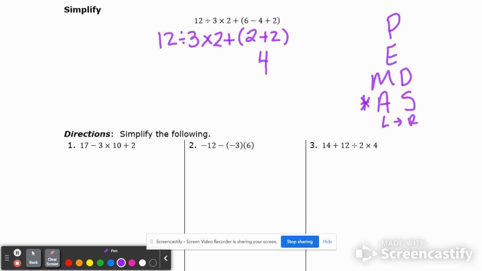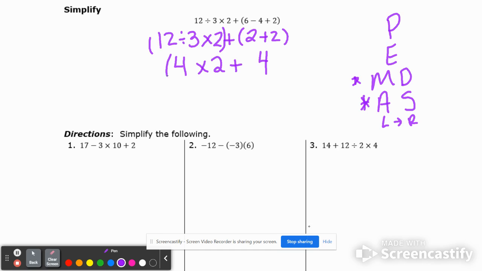So now I'm still looking at my order of operations. Multiplication and division is going to come before addition. So really it's kind of like I'm looking at this first. Again, I'm just going left to right. 12 divided by 3 will give me 4. Bring down the times 2 plus 4.